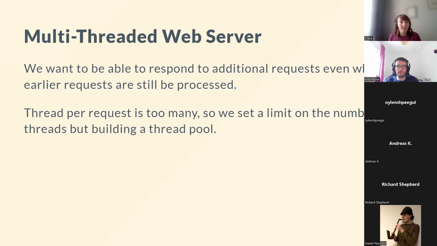To make it multi-threaded, which we might want to do if we want to be able to respond to additional requests as they're coming in, even if we're still processing a previous request, we're going to want to create some threads. We don't want a thread per request because that's going to be a huge number of threads. You're not going to have that many hardware threads, and it's just going to end up being a bottleneck. So instead, you want to create a thread pool that you queue up tasks on so that you can limit that to a sensible number of threads.